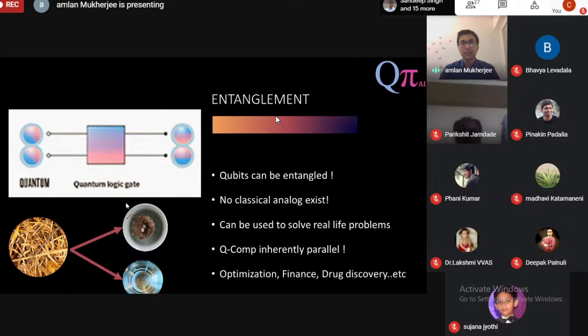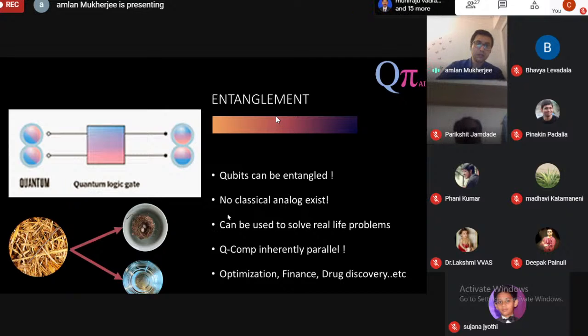This is an interesting thing that we have. So it is inherently parallel. You can really do real life problems once again, like optimization, traffic optimization, finance, portfolio management, drug discovery. So there are many applications. So these are two superpowers that we can use in quantum computers.